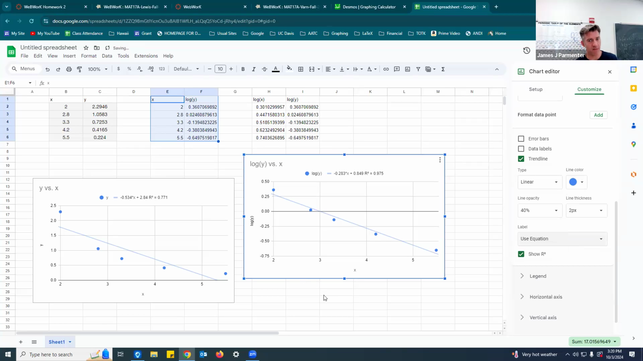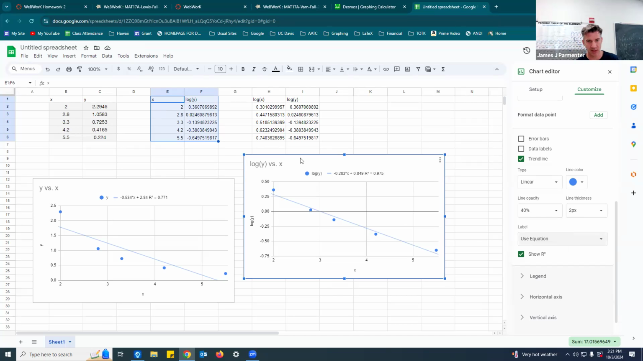And that's a pretty good fit. My R squared is 0.975. Let's see if that's the best, though. Also, I'll point out, if this is the right one, then we know that our relationship is going to be exponential because this is a semi-log relationship that is linear because it's log of y versus regular x.